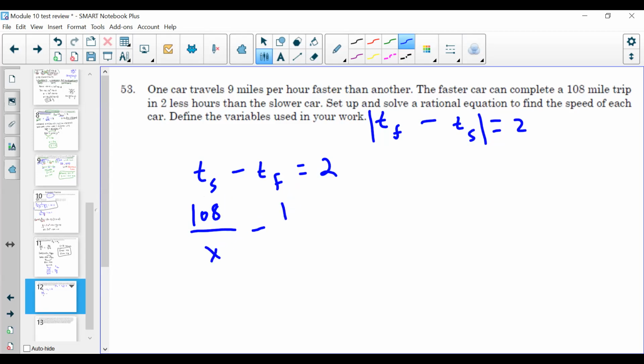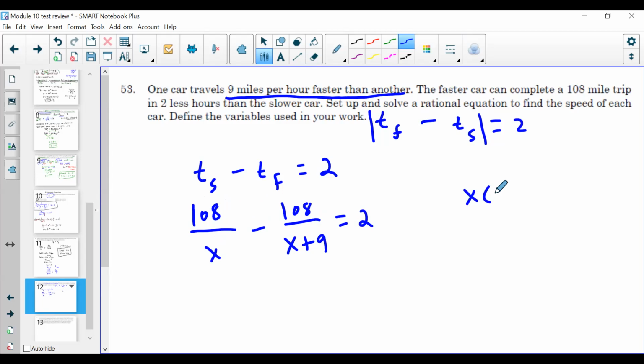And the faster car, he's going 9 miles per hour faster than the other. So they're both going the same distance. They're both driving 108 miles, but the faster car is doing it at an average speed of 9 miles more. And this equals 2. And then from here, I can solve this out.